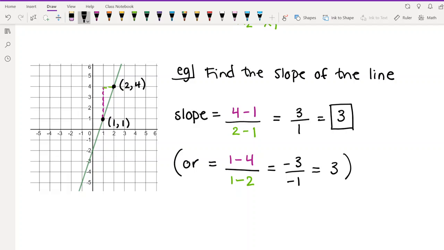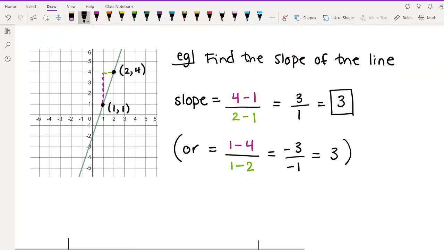What would be wrong is if you switched only part of the order. So let's say you did 4 minus 1 over 1 minus 2. Well, then that would give you negative 3, which would be incorrect. So just make sure you're consistent. Whichever you're putting first, just put it first in both of them, in both the numerator and denominator.